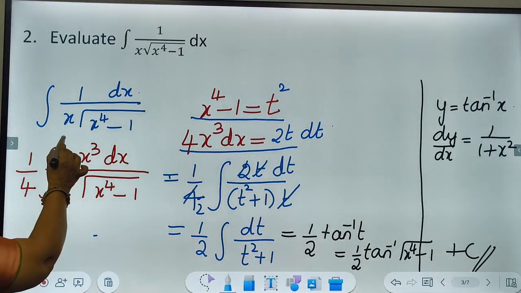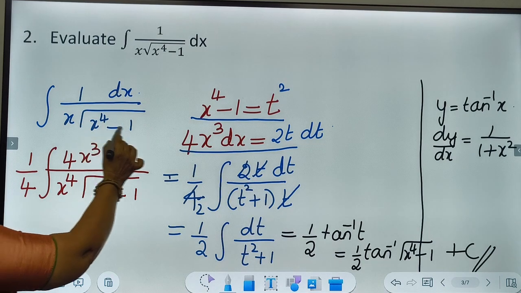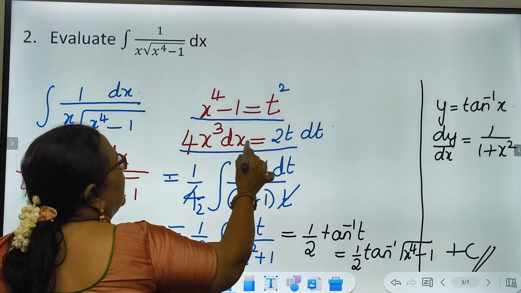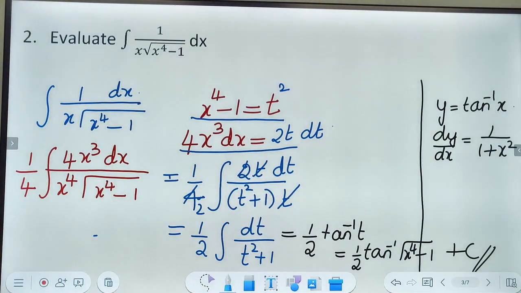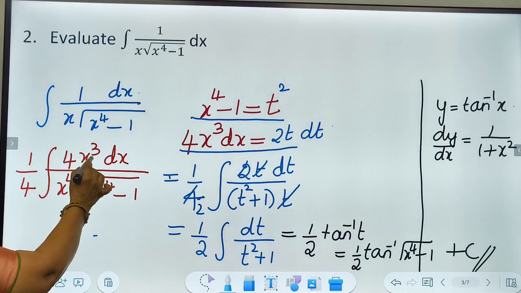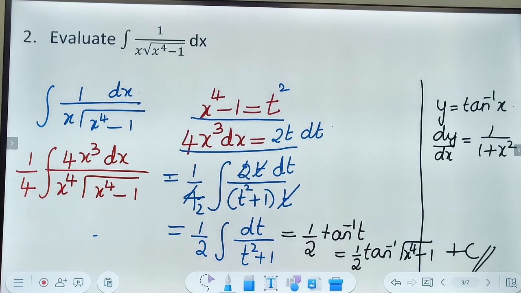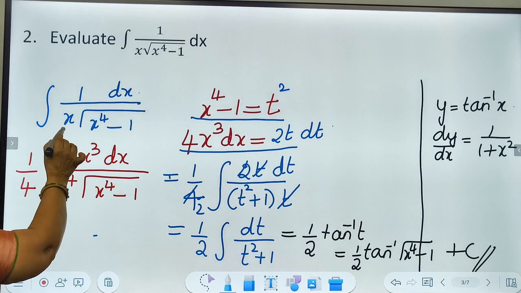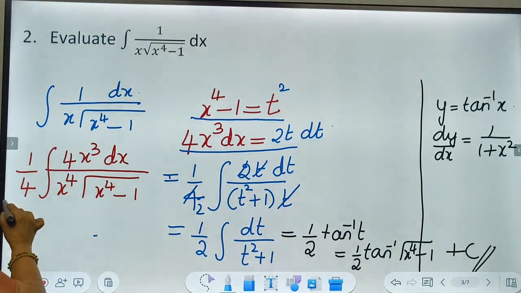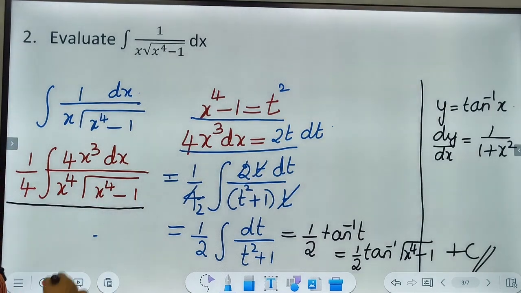So I have 1 by x into root of x power 4 minus 1. X power 4 minus 1 I am taking as t square, so 4x cube dx becomes 2t dt. I am multiplying and dividing by 4 and also x cube. So 4x cube dx comes in the numerator. Denominator I already have x, so when I multiply by x cube, it becomes x power 4. So that is how you get this expression.